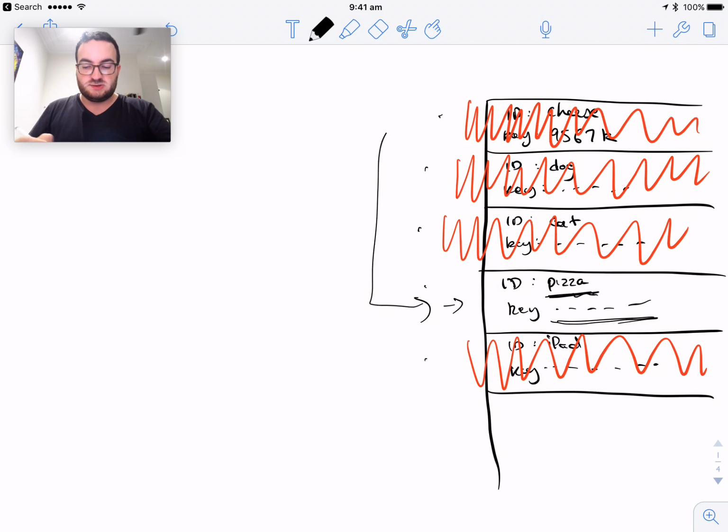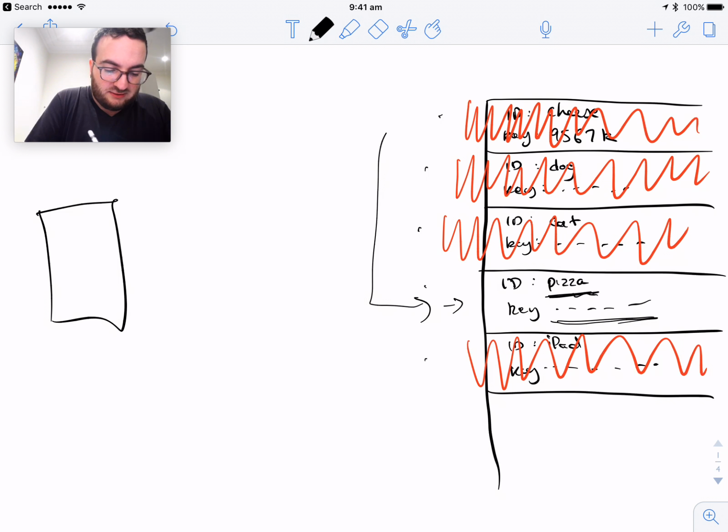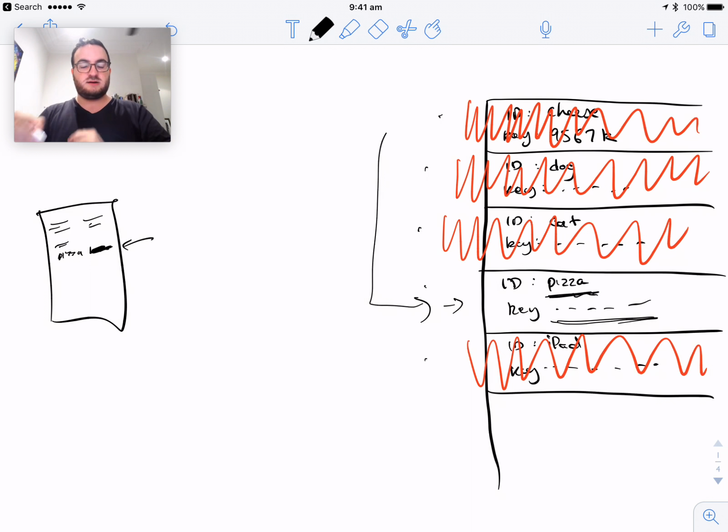And I go, oh, pizza. So I go to my little list. I have a little list here. It's got all these words here and all these keys here. And I look up pizza. And there is the key there. So I just use this key here. And then we can start communicating, which is really awesome.